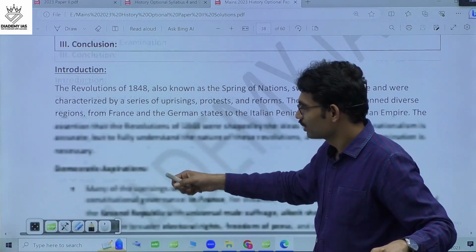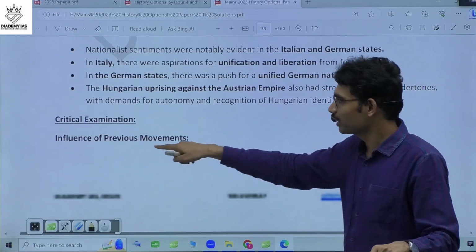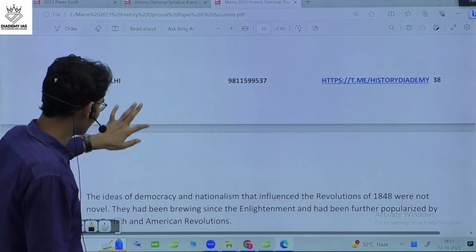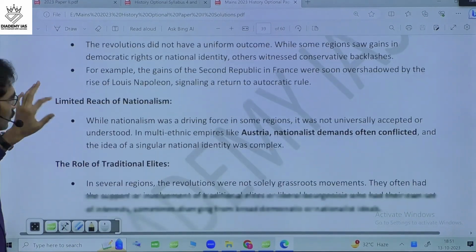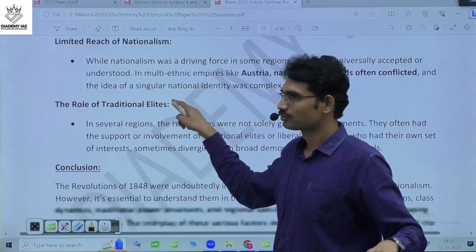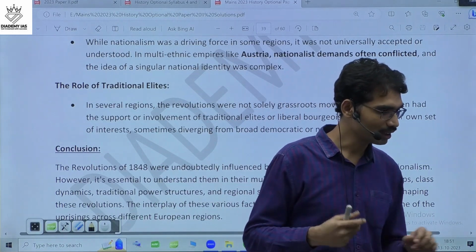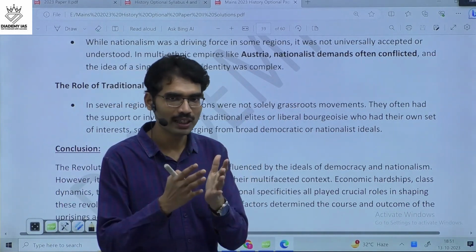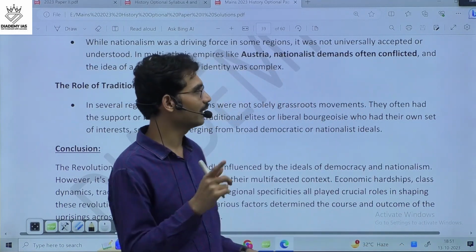Just write the main focus: democratic aspirations. Second one, rise of nationalism. When it comes to critical examination, it was influenced by previous movements. It's not a sudden one. And economic factors. So likewise, some other factors, you just have to mention in the critical examination. That is the question. Hungarians, example, very good. Is it clear? The 1848 revolutions, major factors, nationalism and democracy. So this is how you have to see the 1848 condition.